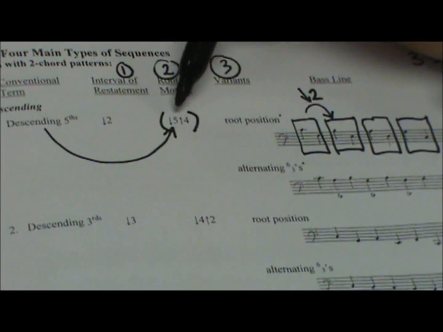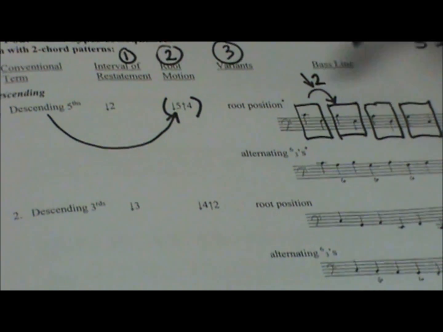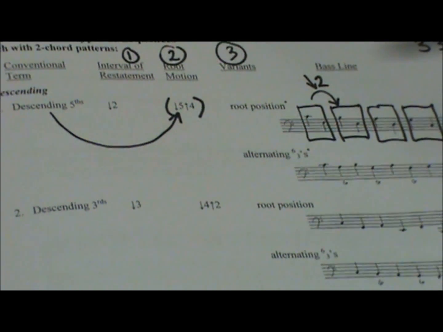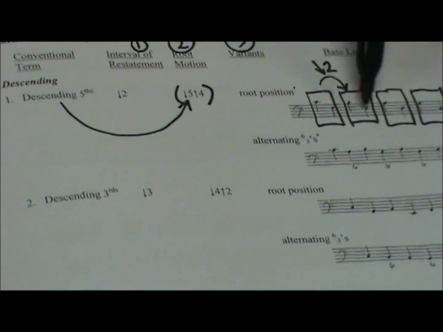The root motion goes down a fifth and then up a fourth, down a fifth, up a fourth. And because the bass line contains the roots, we're seeing that root motion in this bass line.